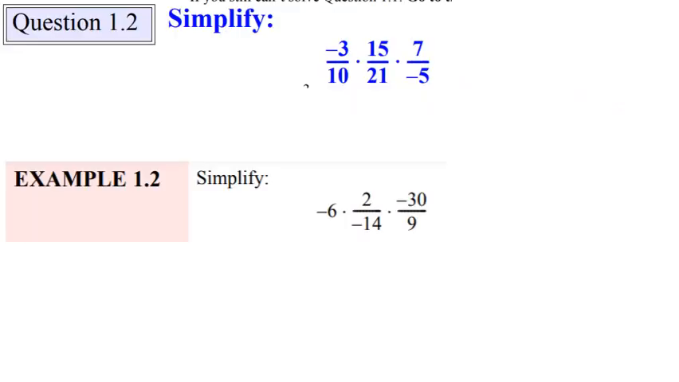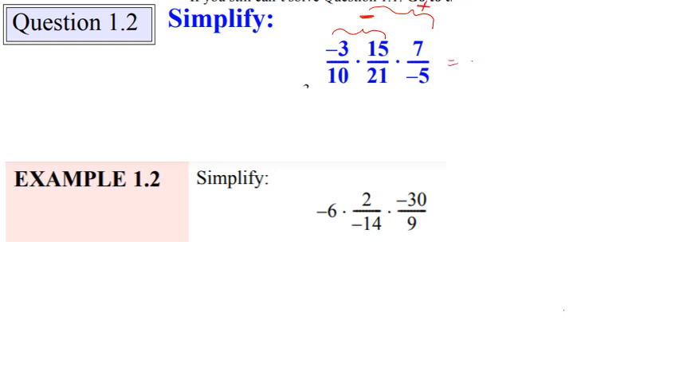Okay, the next lesson is multiplying again, but with integers. So we have 3 fractions. The first one's negative, the second one's positive, and the last one is negative. So a negative times a positive is a negative, so these two will produce a negative result. And then the negative here with this final negative will become positive.